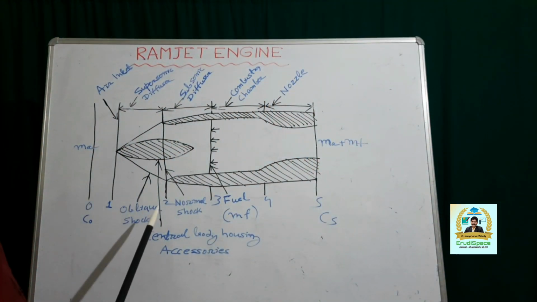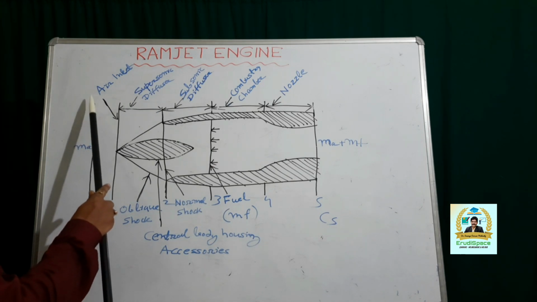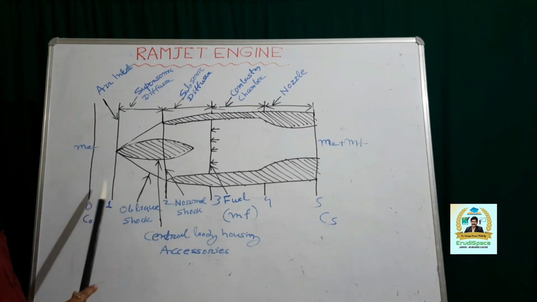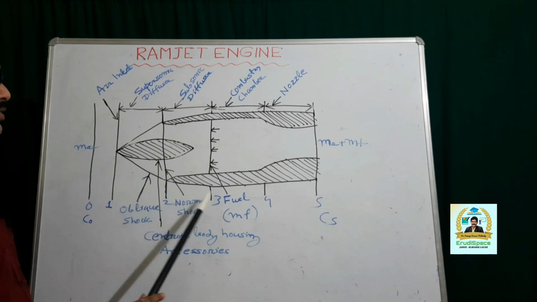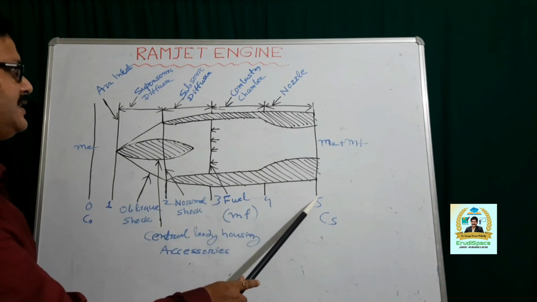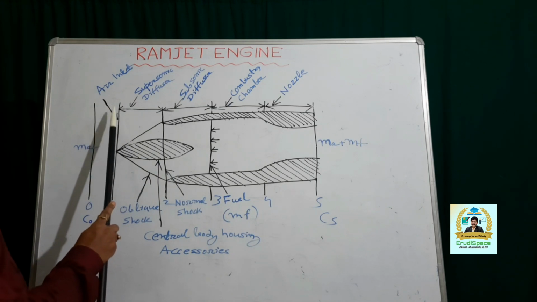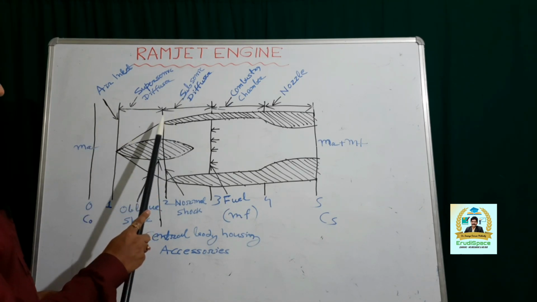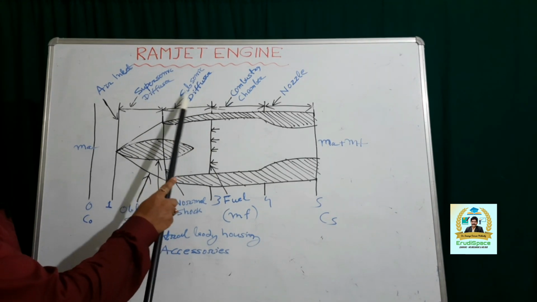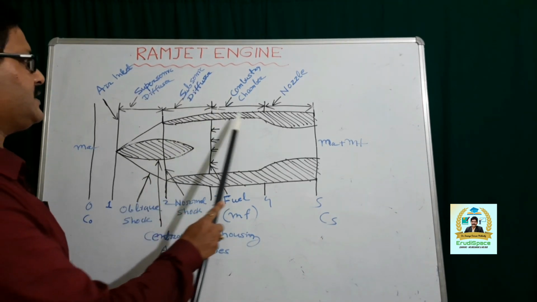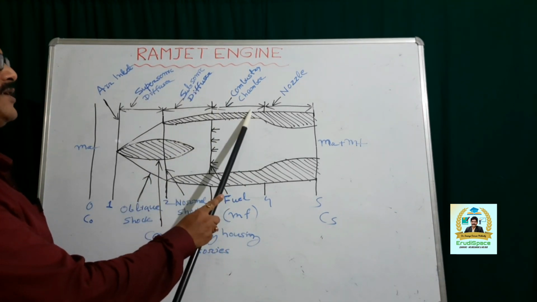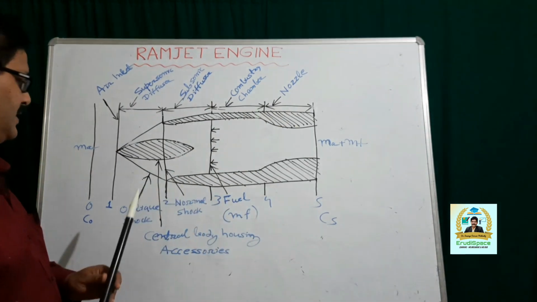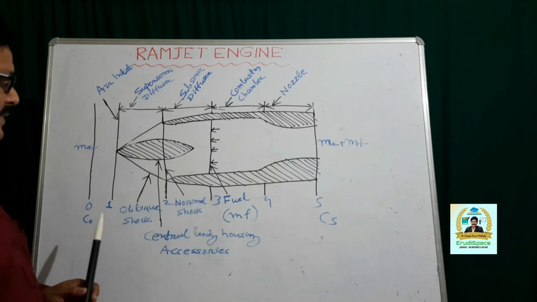And you can see the different points. The entry, you may consider the point just before the entry to be 0, this to be 1, this to be 2, this to be 3, this to be 4, and this to be 5. So section 1, 2, you can consider this to be supersonic diffuser, 2, 3 is subsonic diffuser, then 3, 4 is your combustion chamber or combustor, and then 4, 5 is your nozzle.